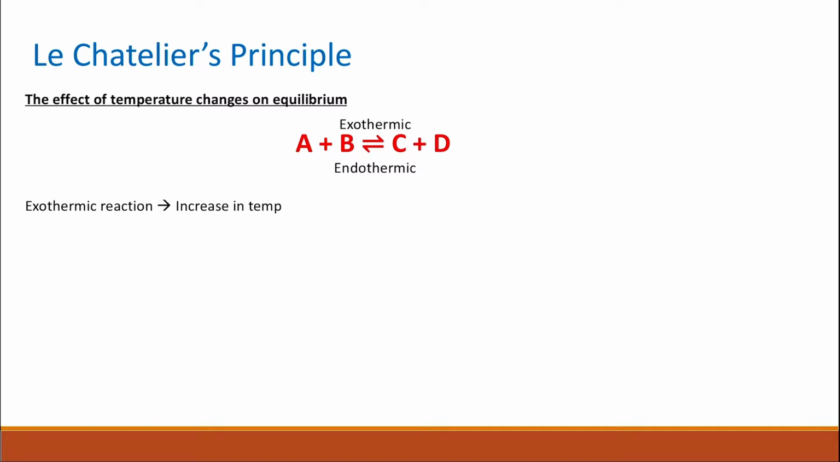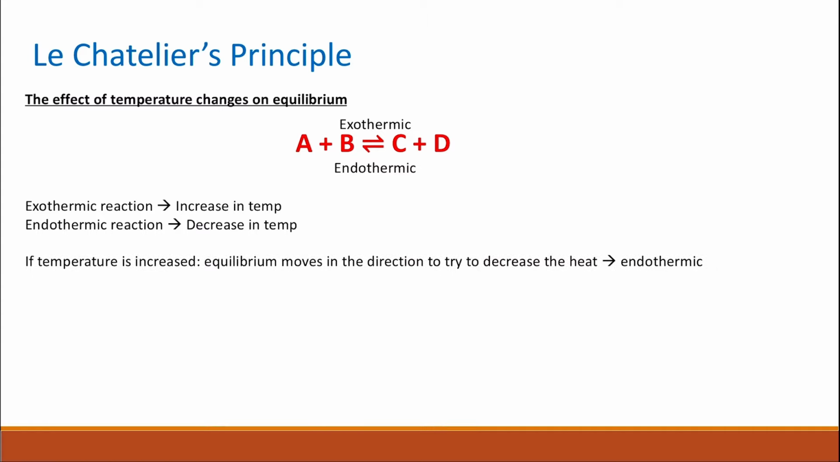An exothermic reaction will lead to an increase in the temperature of the system, and an endothermic reaction will lead to a decrease in the temperature of the system, until they reach equilibrium. So at equilibrium, the temperature will be constant.